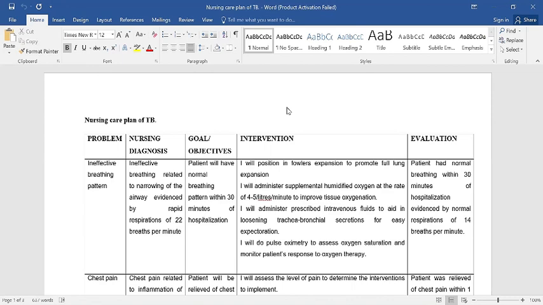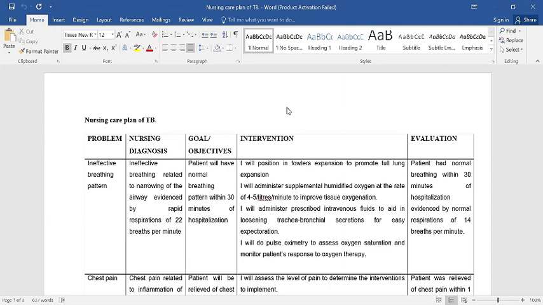From there, we look at our goal. Our goal is the patient will have normal breathing pattern within 30 minutes of hospitalization. So we are saying that in our goal here, we want our patient to have normal respirations within 30 minutes. And remember, each goal has to be SMART. From goals, we now look at intervention.